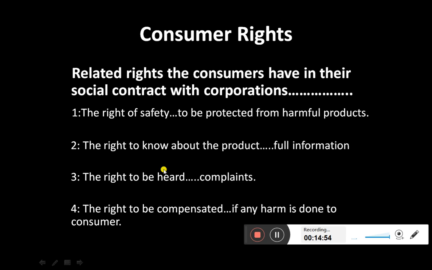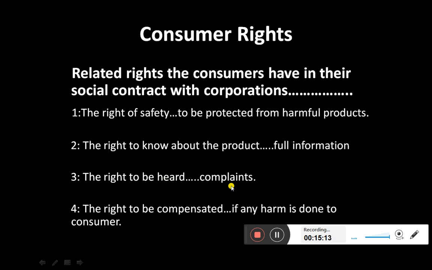Third, we have the right to be heard. It means that businesses must hear the complaints of the customer. It doesn't mean only complaints. Organizations should not only listen to complaints, they should also listen to feedback.